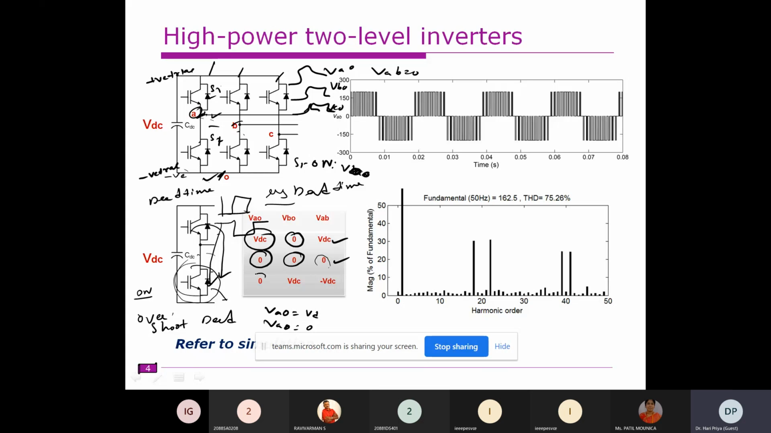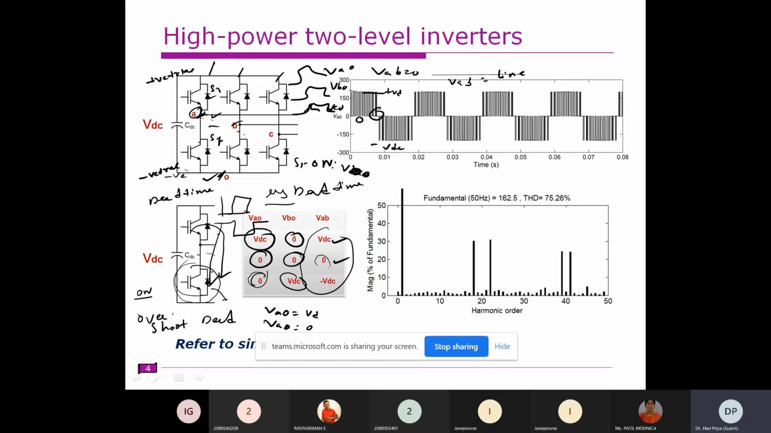And in the third case, let VAO be pulled to 0 and VBO be pushed to VDC. By turning on the upper switch of VBO, we can make the VBO voltage that of VDC. So according to this, what is the output voltage? If you see, this is actually the line voltage. So it is plus VDC, it is 0, this is minus VDC. This is the VAB voltage, which is called the line voltage.